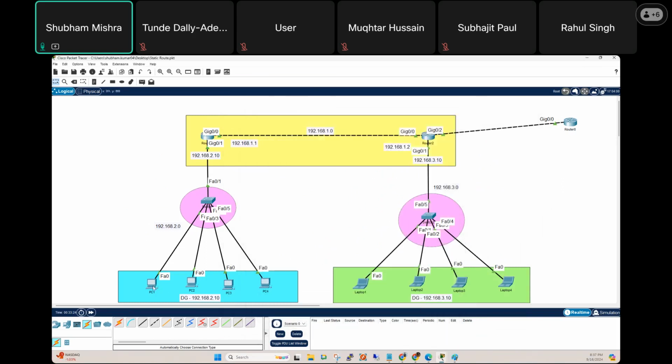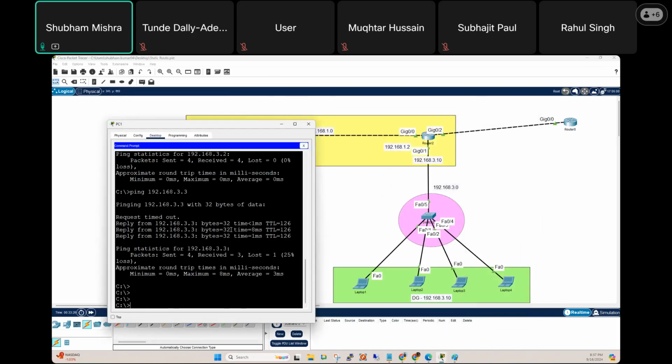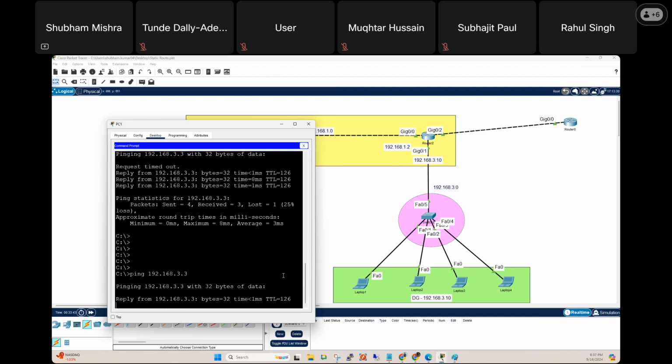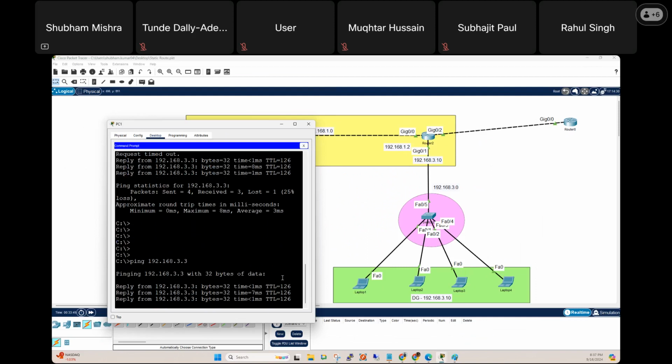Come on PC number 1. I'm on PC number 1. I'm writing ping 192.168.3.1. It means I am pinging laptop number 3, for example, this one. Yes or no? I am pinging here. Yes, I am getting the reply. There is no problem. Yes or no?